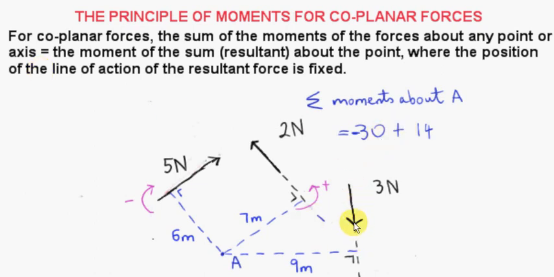Finally, let's consider the 3 Newton force. The magnitude of the moment of this force about the point A, as you can see, is 3 times 9, which is 27. Again, you see we have to draw in the line of action, because this perpendicular does not reach this vector. Okay, so 27 Newton meters is the magnitude. What's the sign? Well, you can see that this force has a clockwise turning effect about the point A. The clockwise turning effect is negative, so we can put a minus sign in here.